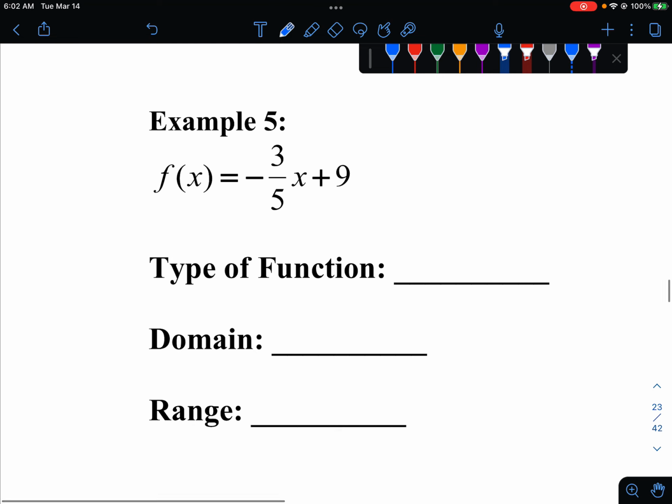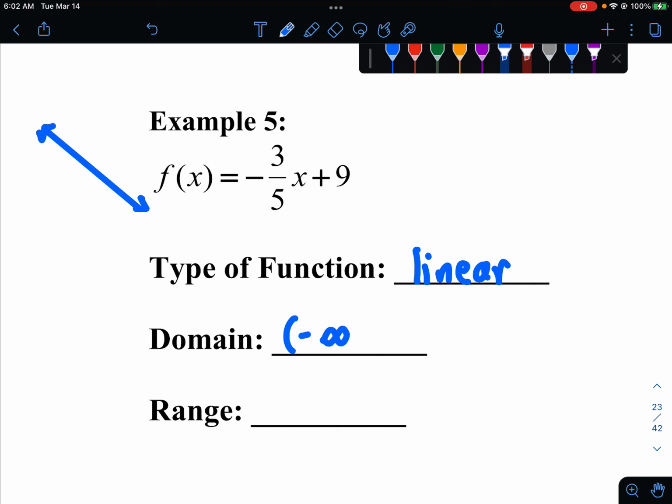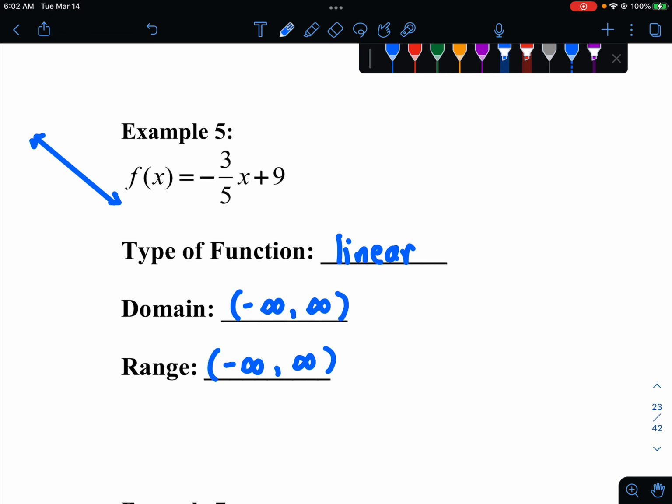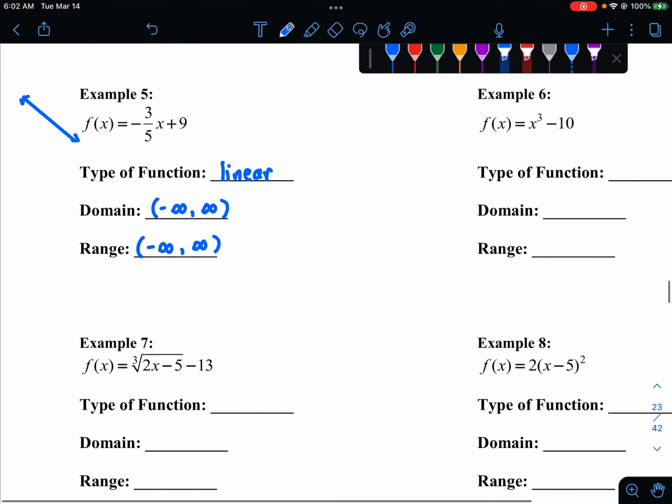Example 5, this is linear. So if you think about what this graph looks like, it's just a line. It's got a negative slope. It's going to be looking like something like that. That's a linear function. We're going to go from negative to positive infinity for both the domain and range. So if you look at that little sketch I did, that line is going to the left forever, it's going to the right forever, it's going down forever, and it's going up forever.